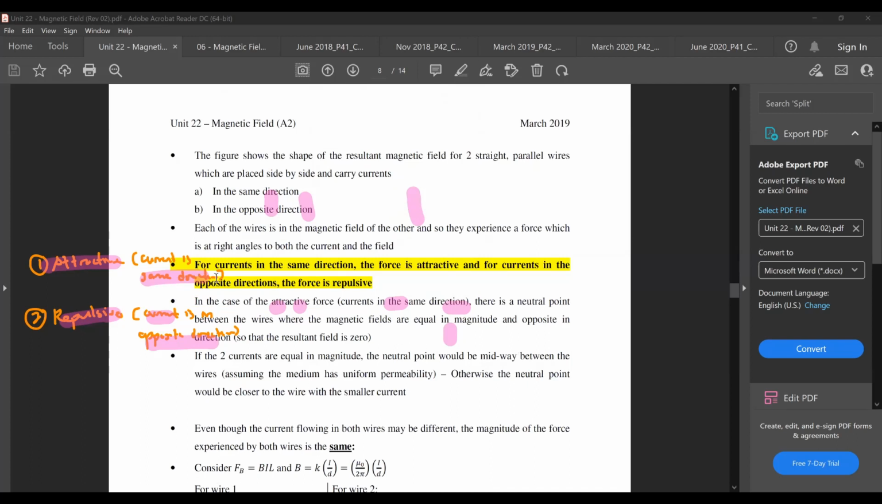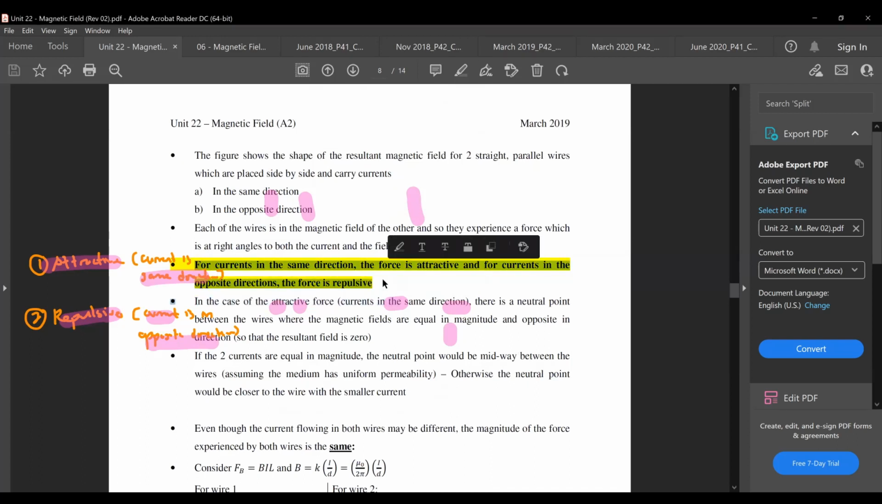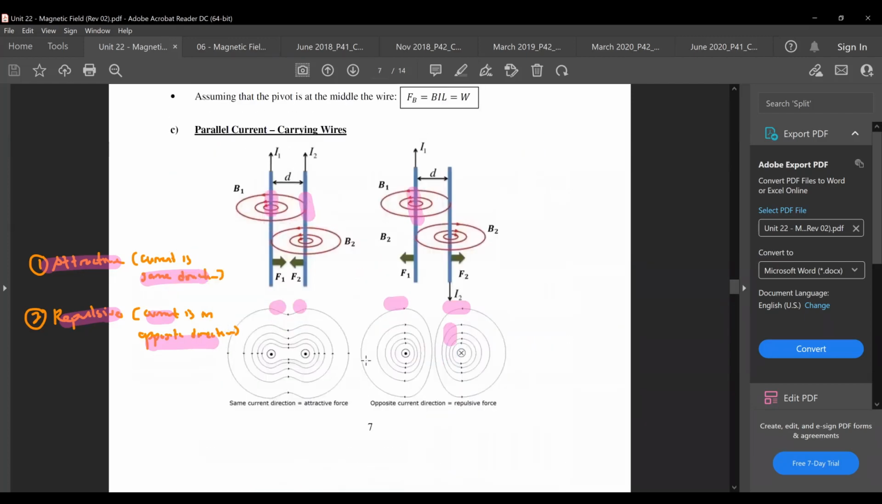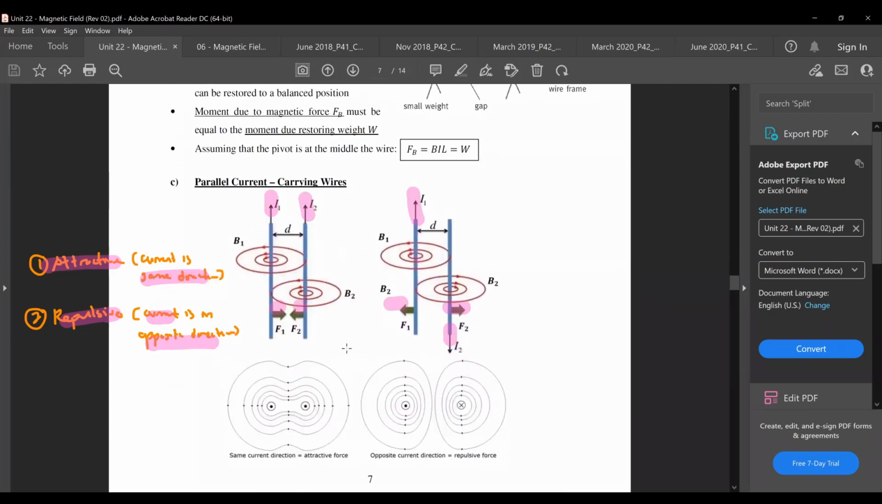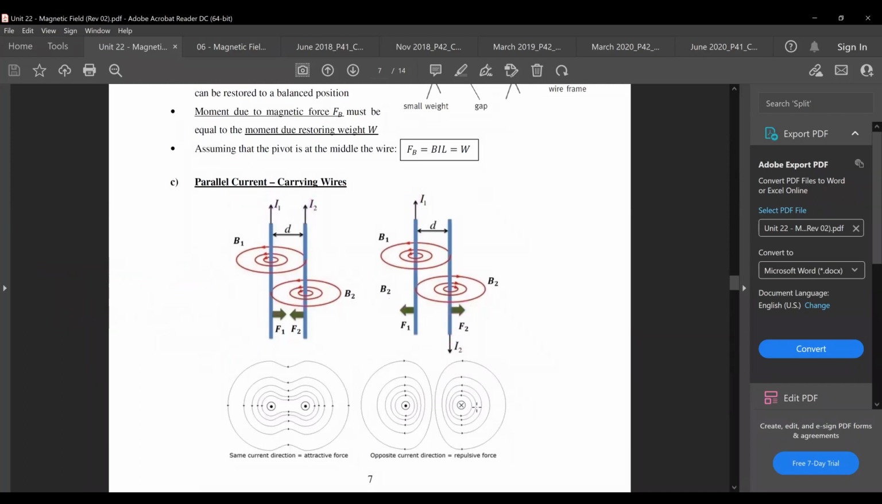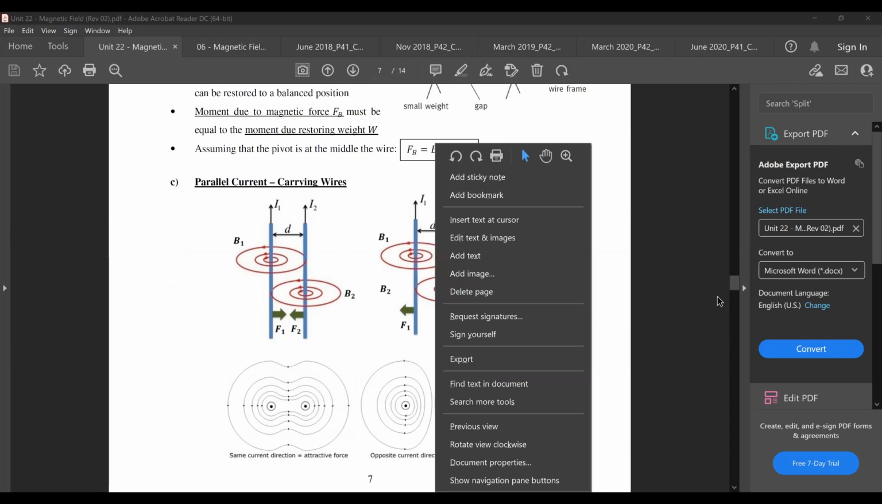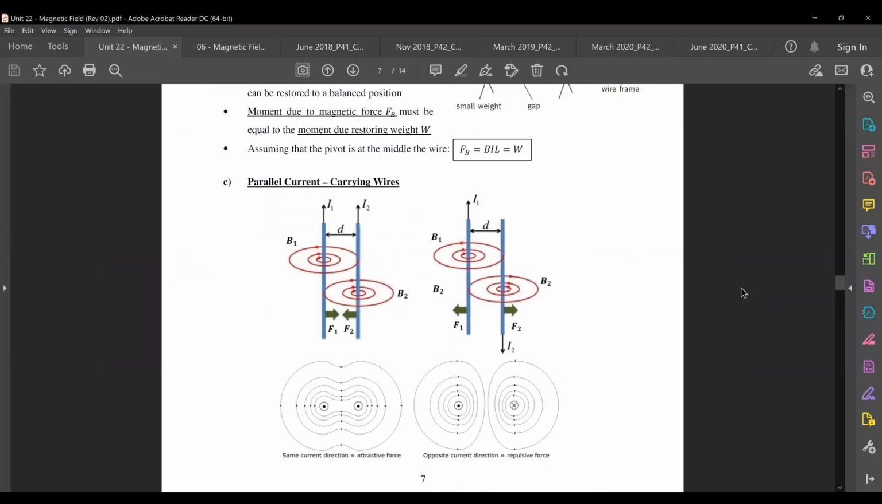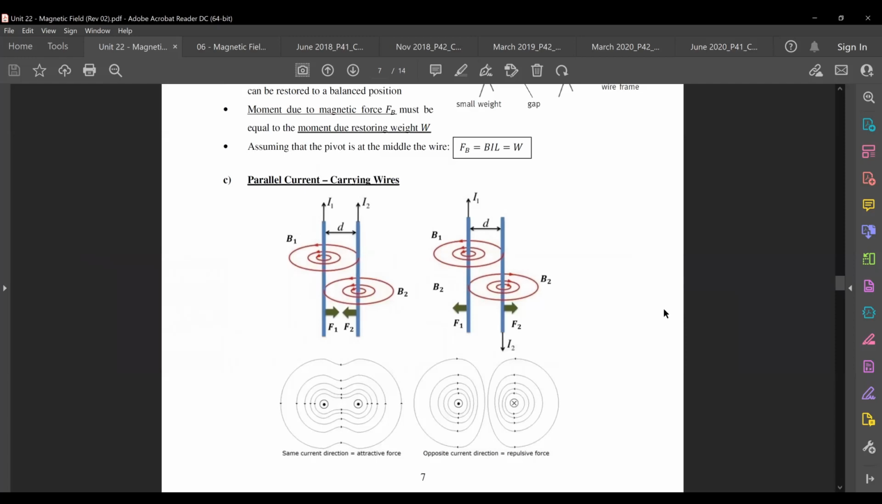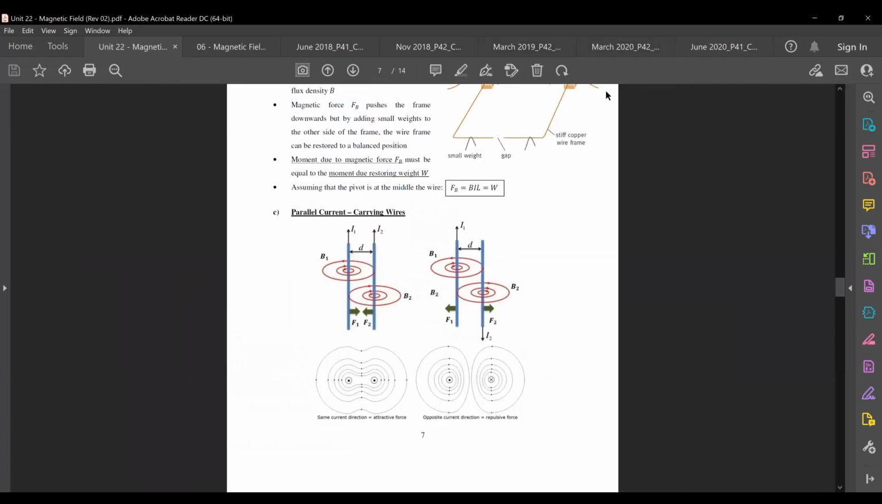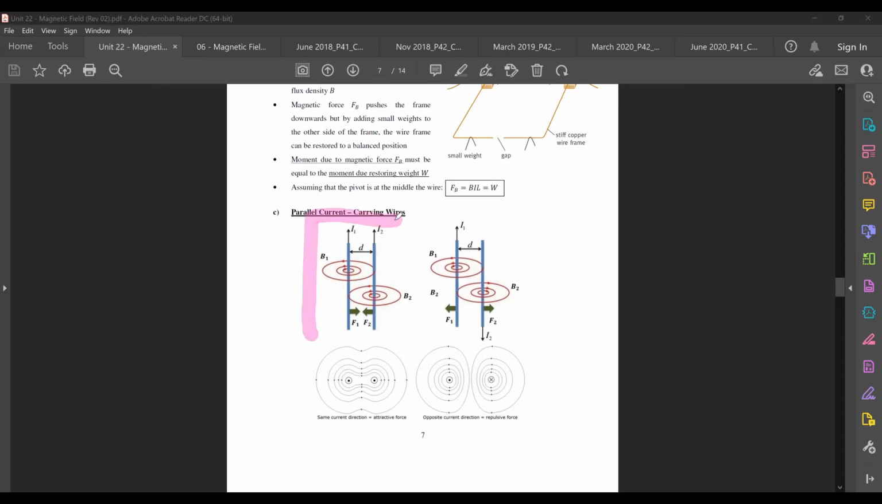I think I wrote it here already in the other part of the notes, the next page of the notes. Okay, now how do we actually know this? Rather than just memorizing this, we can actually try to predict the direction of the magnetic force to come to this conclusion. Now, let's just say right now I want to look at only this particular case where I have a pair of parallel wires carrying current in the same direction.